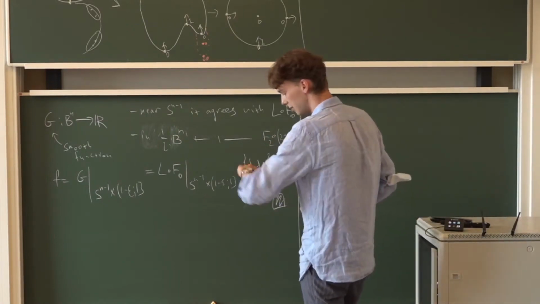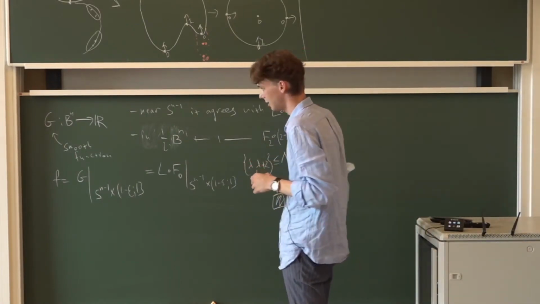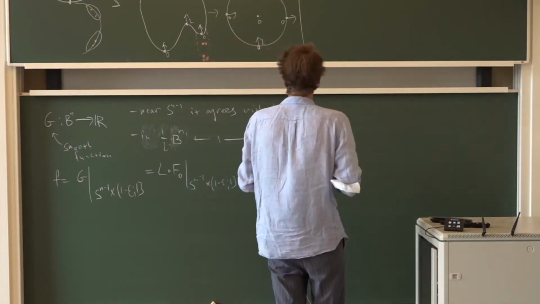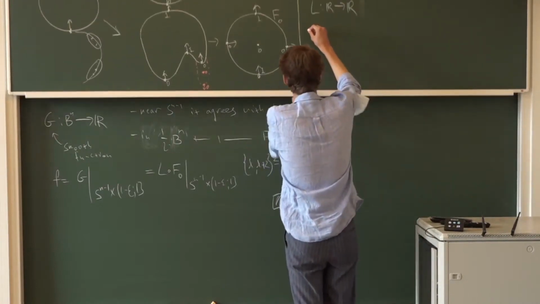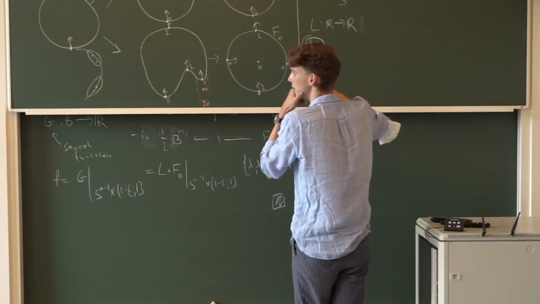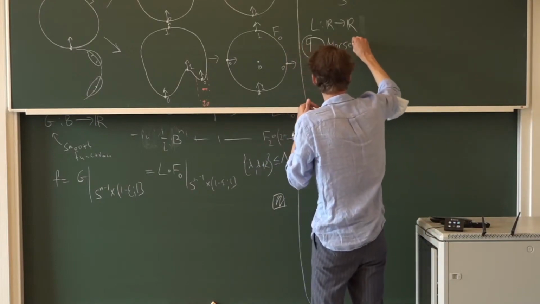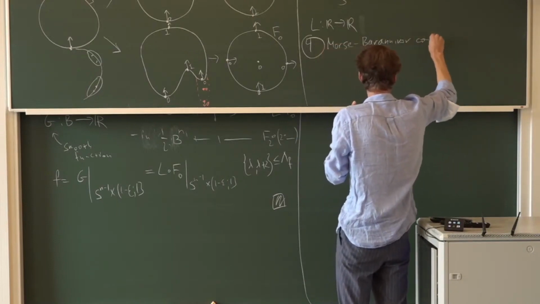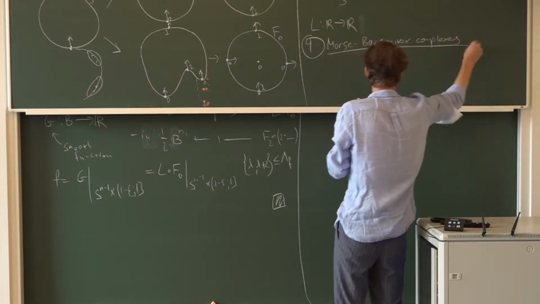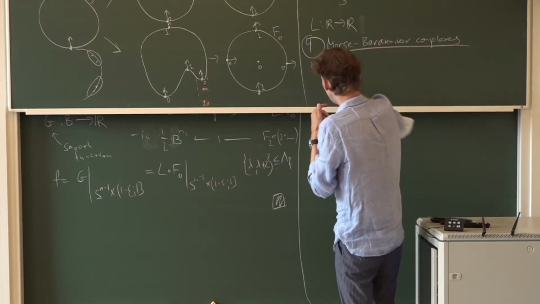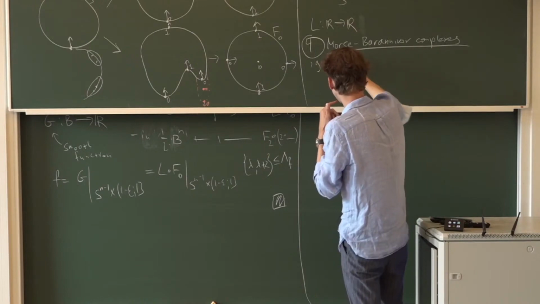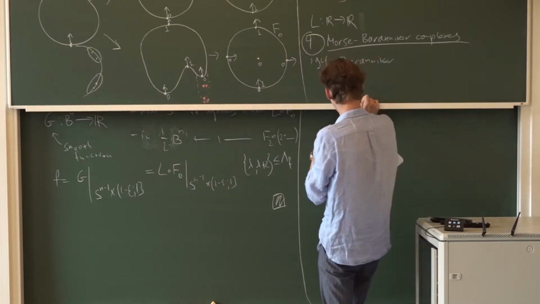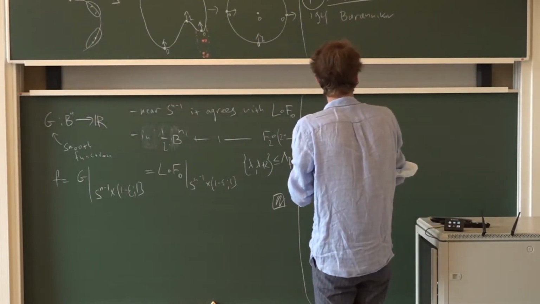And to prove that there are no other indices, you need Morse-Barannikov complexes, and that's what I'm going to talk about now. I don't have much time, so I will try to be brief. So, Morse-Barannikov complexes. From now on, pretty much everything I say is written in the paper by Barannikov, so I will just reproduce it.